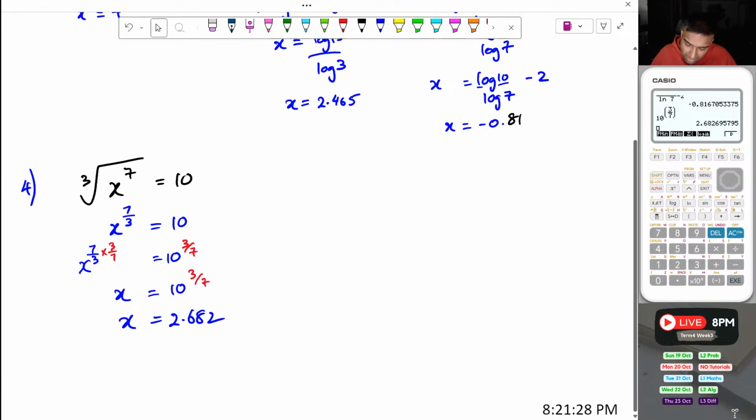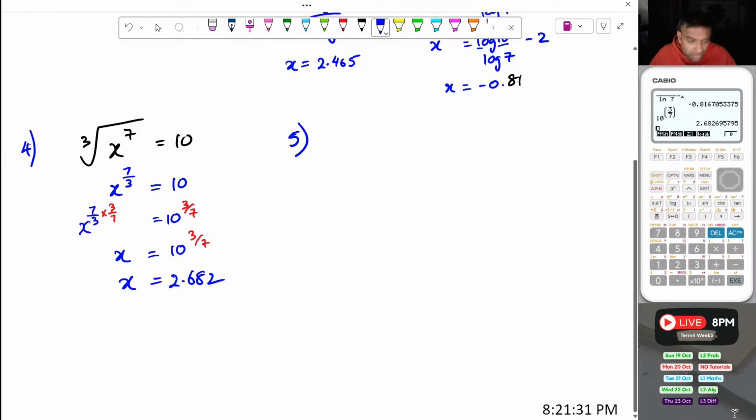Let's go question number 5. Question 5, we're gonna do a little bit of rearranging. So let me grab the questions. Make x the subject. Now, is this a merit or an excellence question? This looks like a merit question. Okay, let's do a quick rearranging one, but we're going to do rearrange with logs as well.